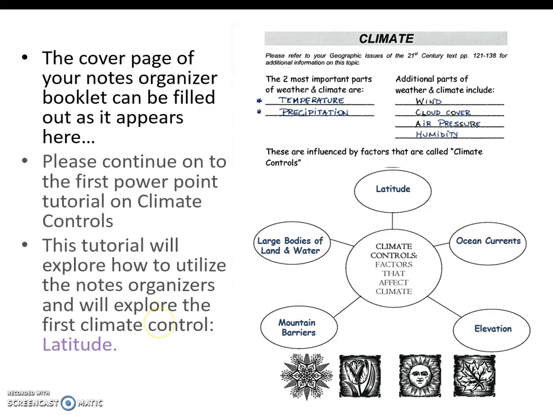And I'm going to leave you now with a chance to finish off your notes organizer page, cover page, and you can go to our website and find the first tutorial, which is going to focus on latitude, and we'll pick up from where we left off.